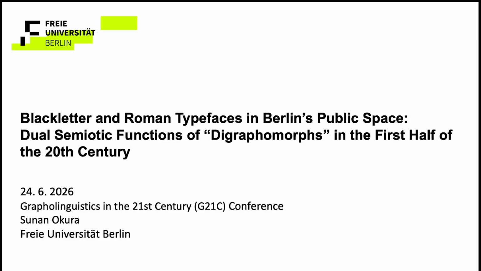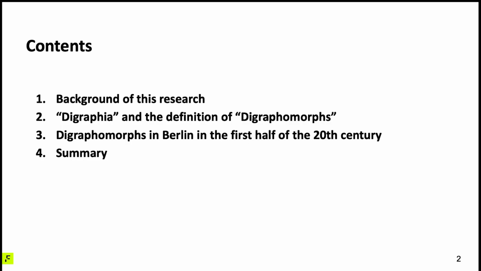In this presentation, I will discuss the existence of two typefaces in writing from a historical perspective, a phenomenon I refer to as digraphomorphism. First, I will explain the background of this research, followed by an explanation of the concepts of digraphia and digraphomorphism. After that, I will present the results of quantitative and qualitative analysis of my dataset, and a summary.